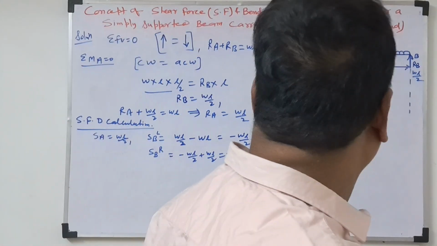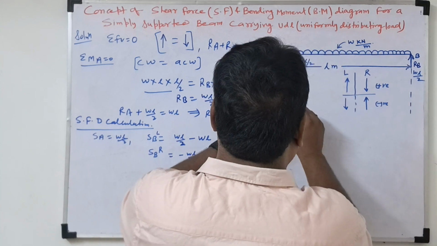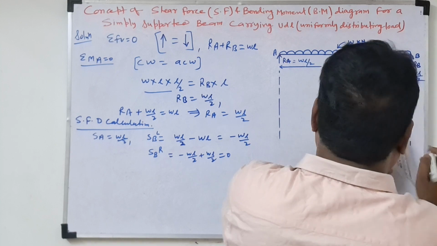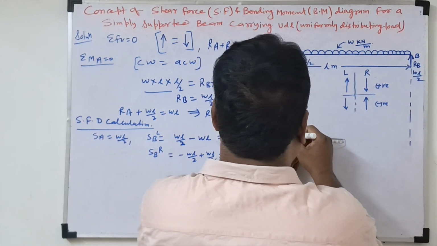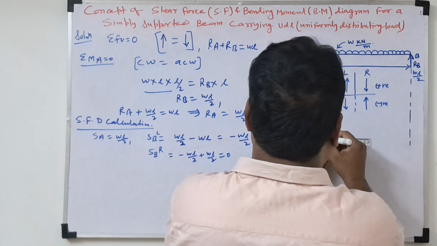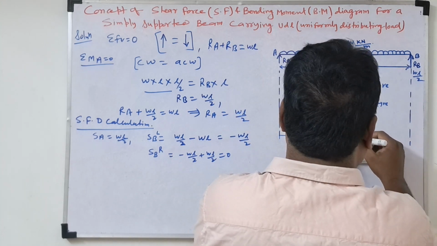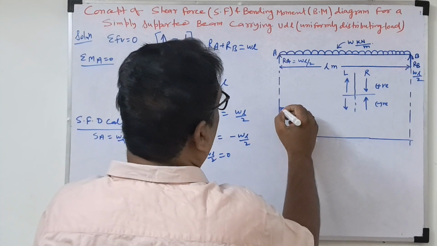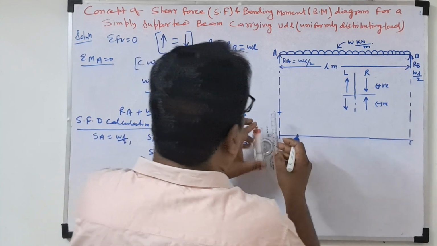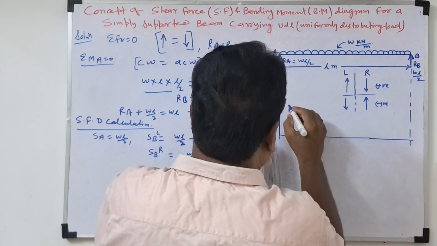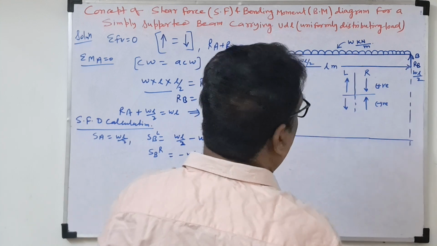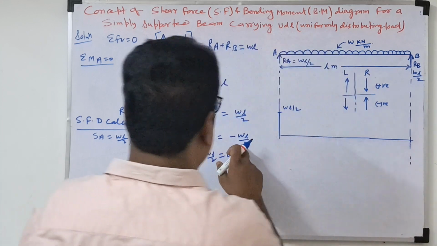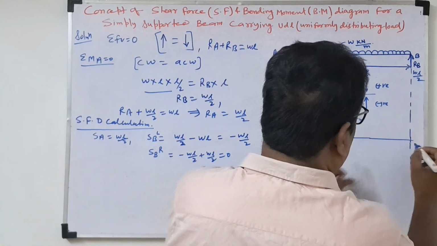So now we'll do the shear force diagram. The shear force diagram will be drawn. Before this, we draw the zero line of the shear force. In this line, shear force will be 0. In this line, shear force will be 0. So we draw. Now at point A, what is there? WL by 2. And what is coming at point B? B is coming minus WL by 2.